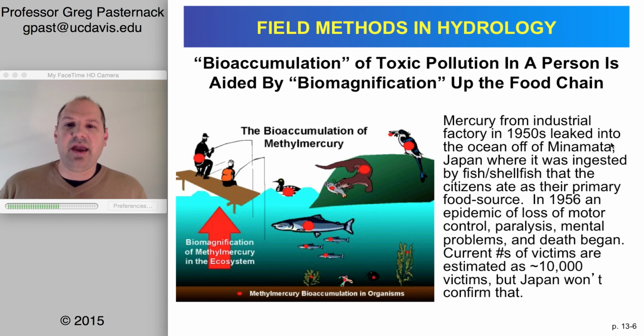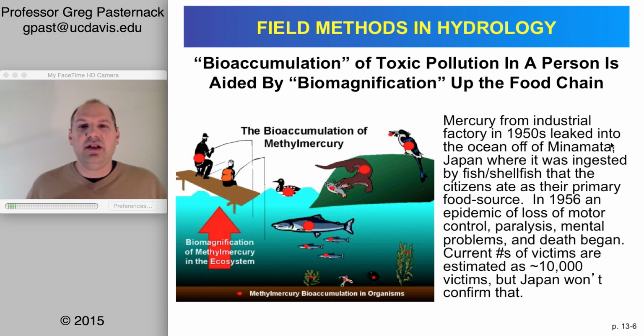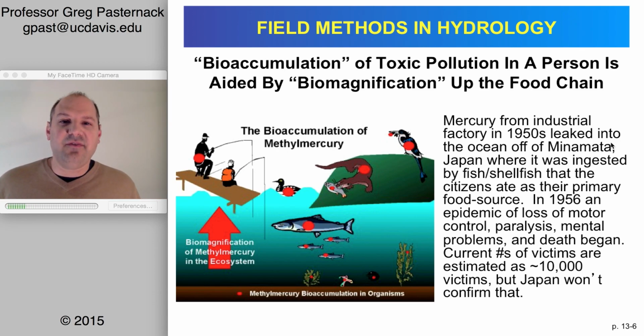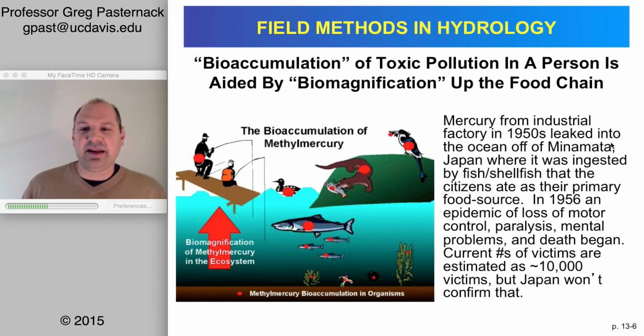Biomagnification occurs when individuals are bioaccumulating toxic pollution, and then something higher on the food chain eats those individuals and is taking in even more. So if one organism has a concentration of 5 milligrams per liter, but then at the next level up you see 30 milligrams per liter or 100 milligrams per liter, then that would be a biomagnification.